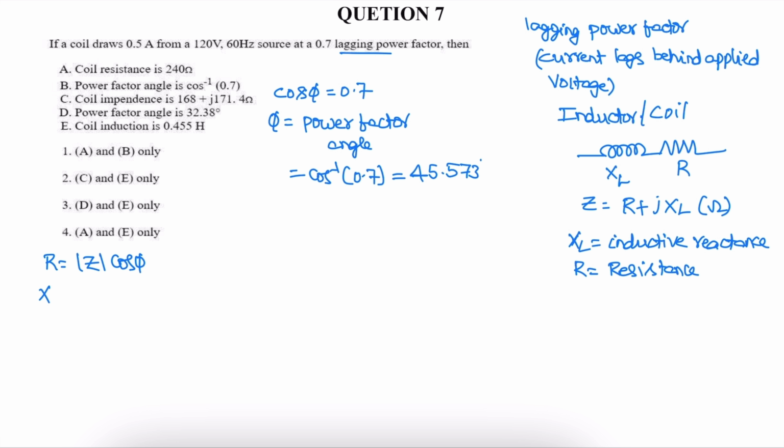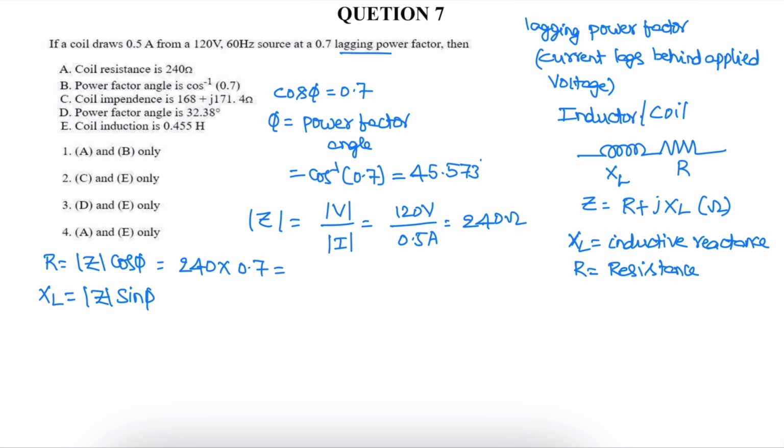Now, what is impedance Z? Magnitude of impedance is magnitude of voltage with respect to magnitude of current. So given voltage is 120 volts and current is 0.5 amperes. Now impedance is 240 ohms. Magnitude of impedance is 240 ohms. Now R is equal to mod Z cos phi, 240 into 0.7. So resistance value is 168 ohm.